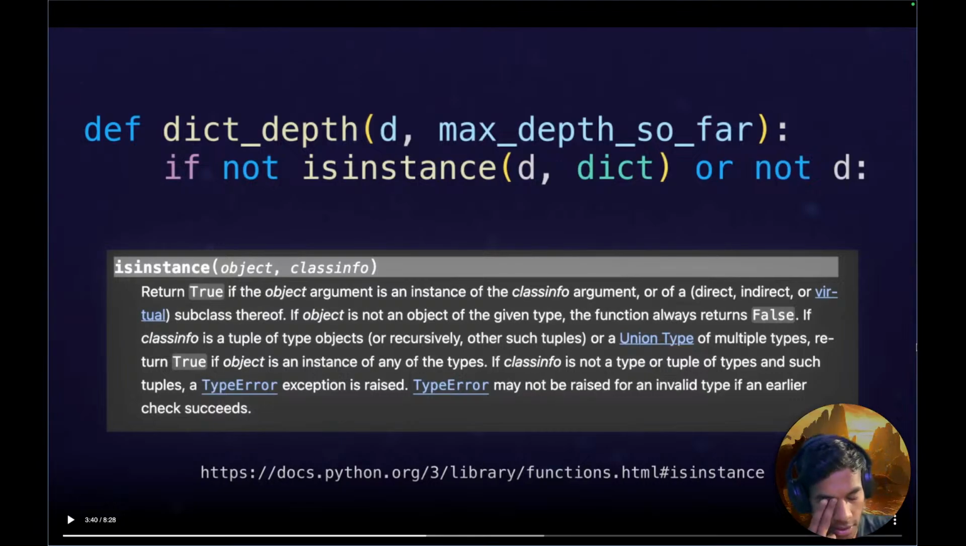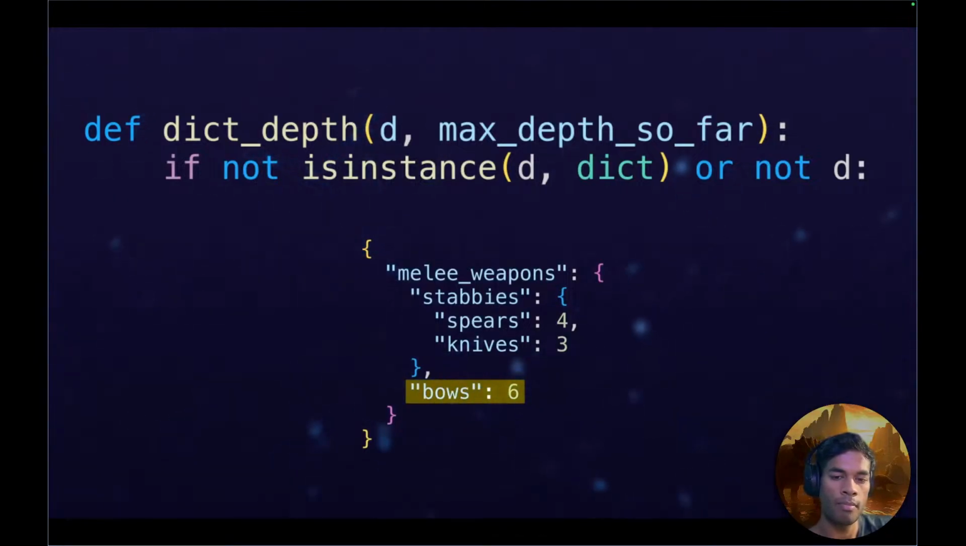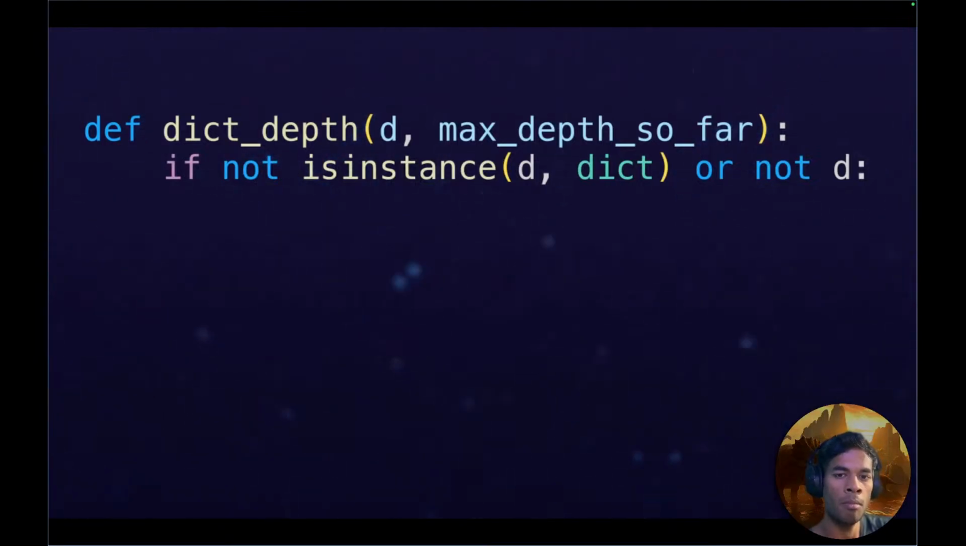if that thing is not a dictionary or if it does not even exist, just a number, like the number that corresponds with the key, 6, then we're going to stop recursing. So we'll just add this if statement that says if d is not a valid dictionary, immediately return the max depth so far. Okay, now we need a recursive case.